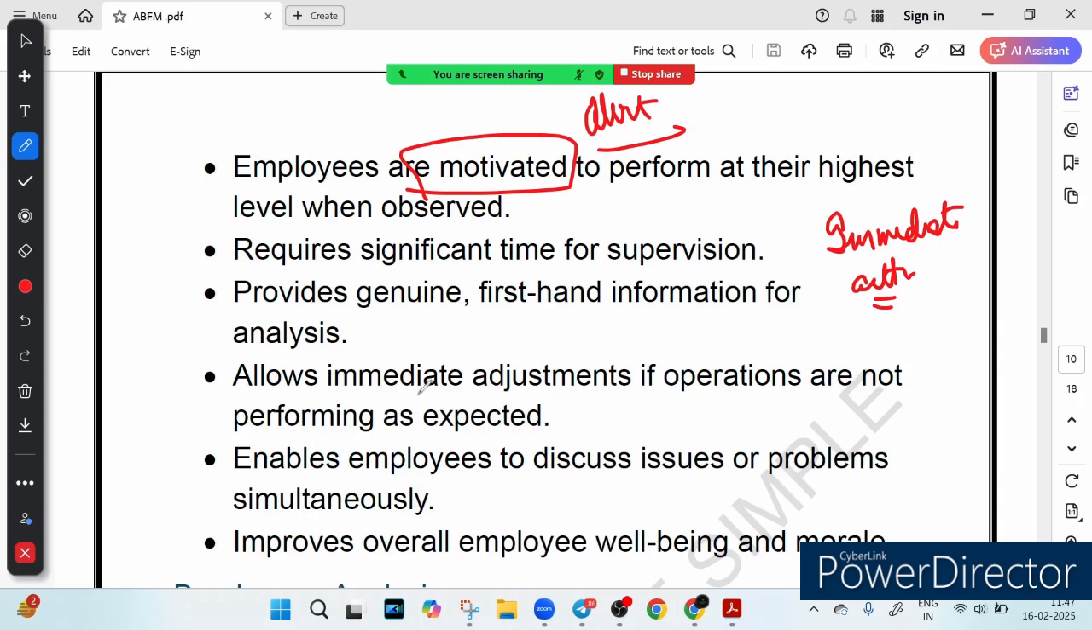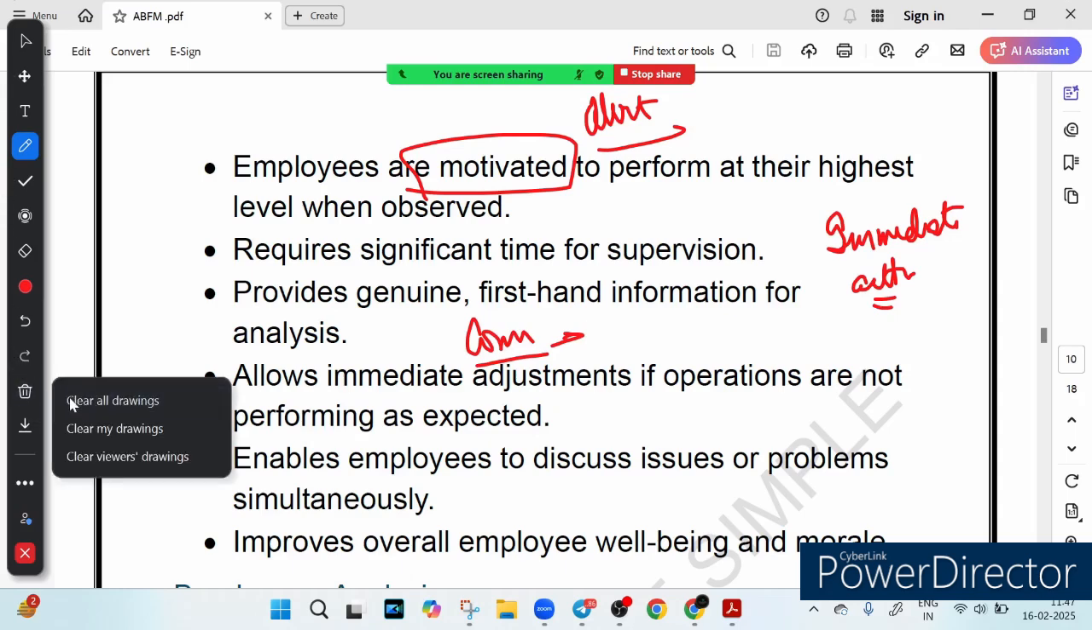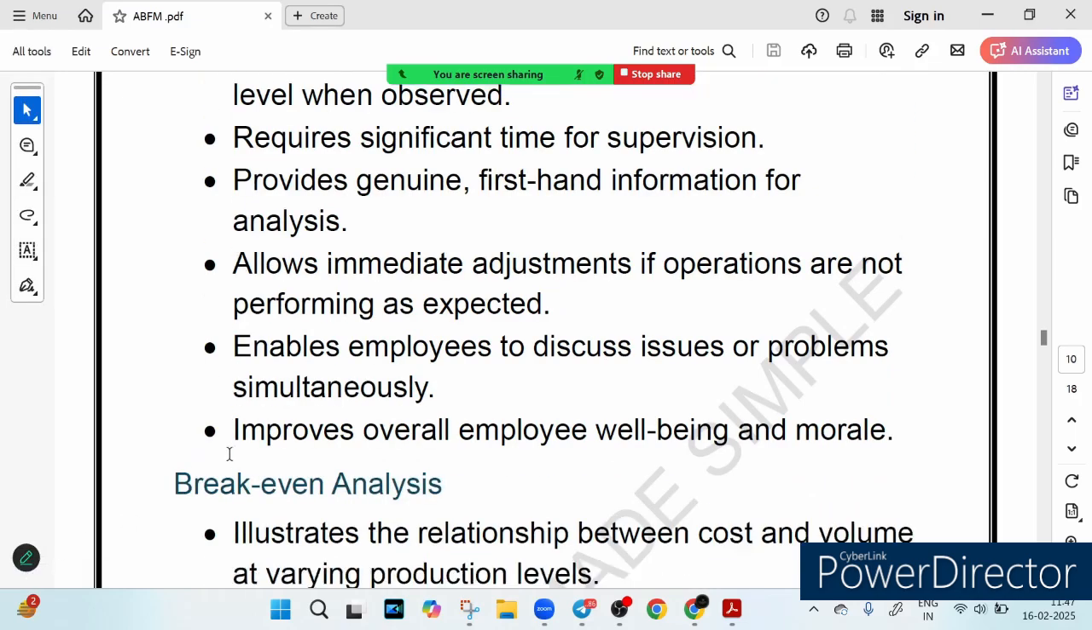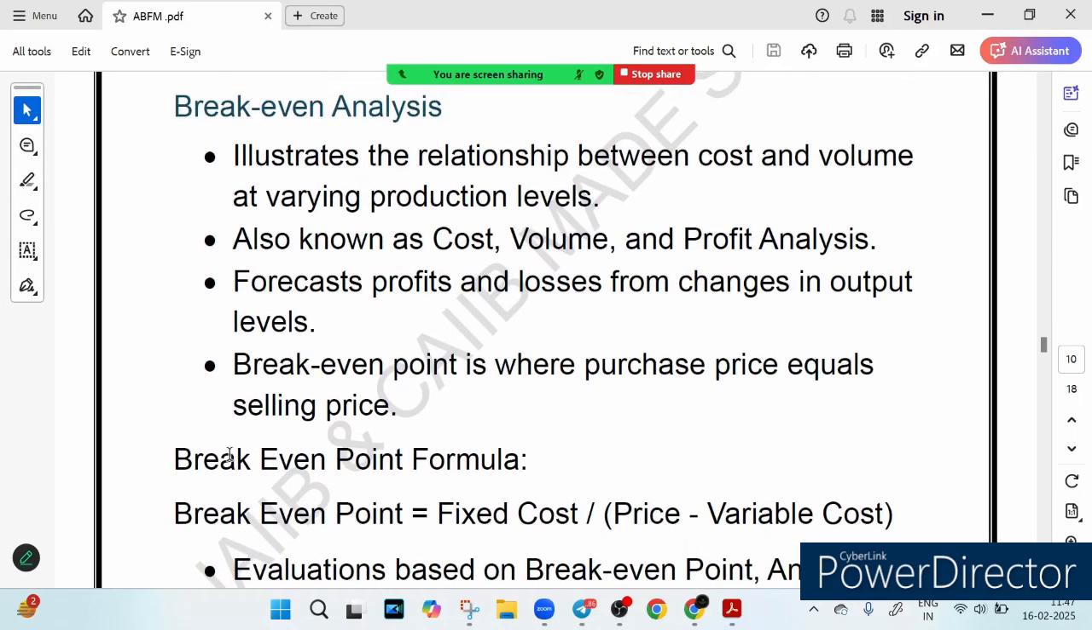The third thing is better communication, right? Communication is better, which means employees can raise issues directly instead of waiting for a formal meeting, and it boosts morale, which means when employees feel seen, they work better. And the key takeaway is that supervision is not just about control, it is about improvement, right? That is called improvement.